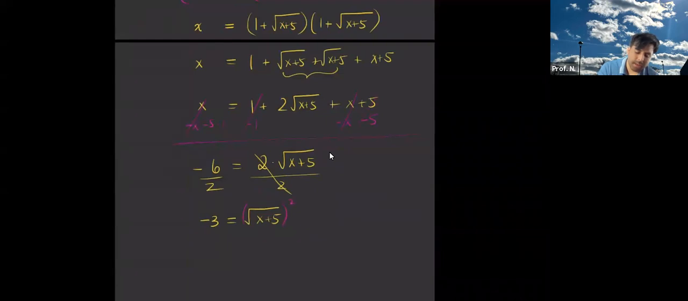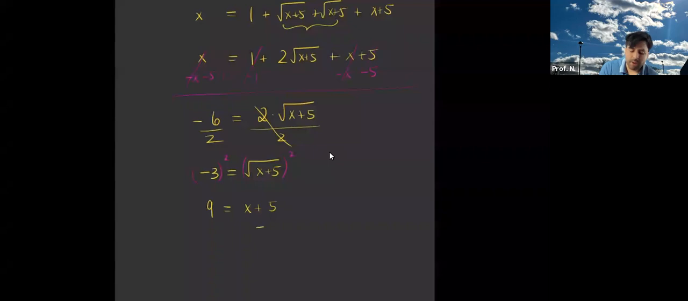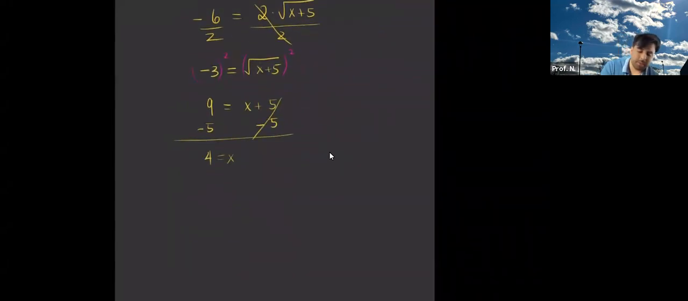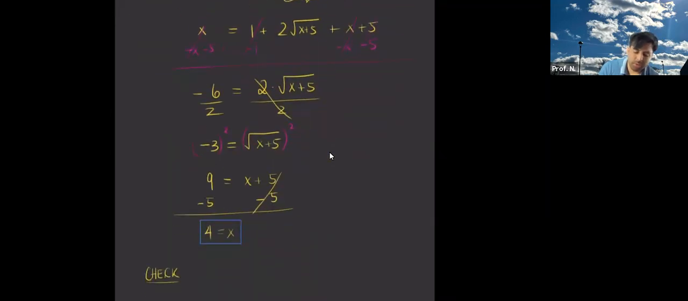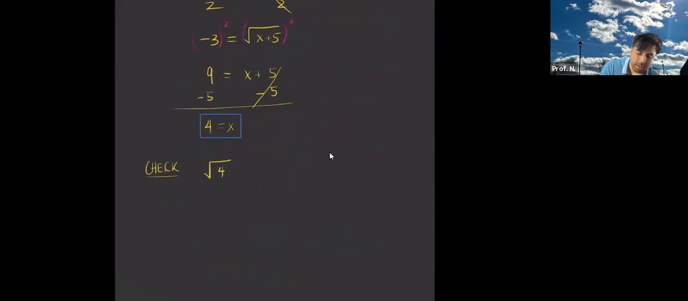But let's say you don't see it. Let's say you square both sides like you're taught, like you're told to do. Negative 3 squared is positive 9, and this becomes x plus 5 because you square the square root. And you subtract 5 on both sides, you get 4. x equals 4. And then you're like, yeah, that must be the answer because we get one solution. But what happens when you check? Again, you check with the original equation. So you get the square root of 4 minus the square root of 4 plus 5. Does this give me positive 1?